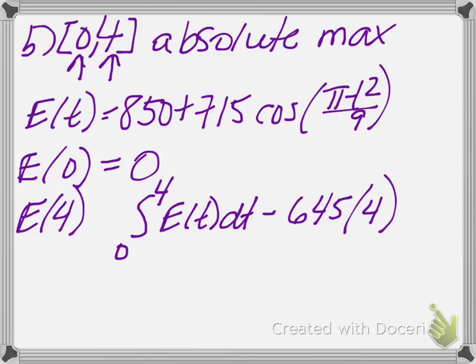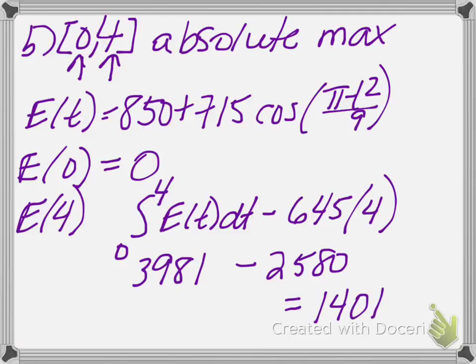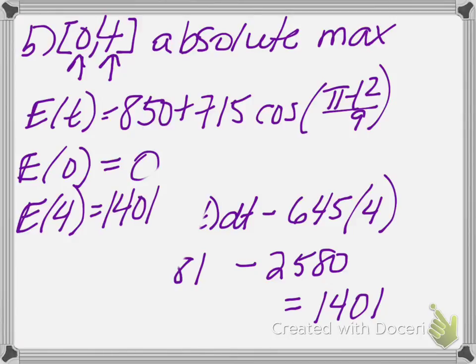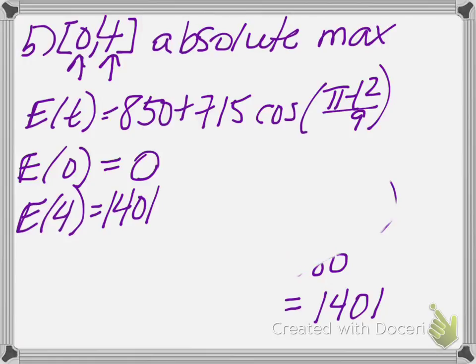So when you do that, the integral would give you this. Right, we already did that from part A. Minus, and then 645 times 4 is 2580. And so when you subtract them, you're going to get 1401. So therefore, E of 4 equals 1401. So right now, that's the winner for the absolute max so far. But don't forget, you still also have to check at critical points, right? Okay, so that's what we're going to have to do next.